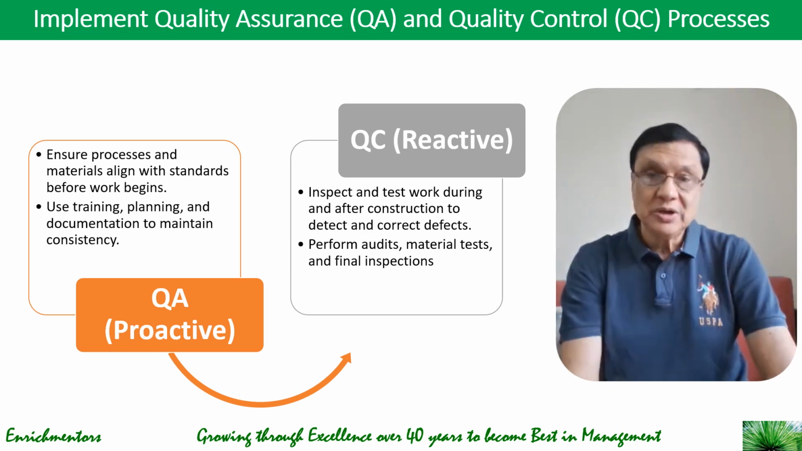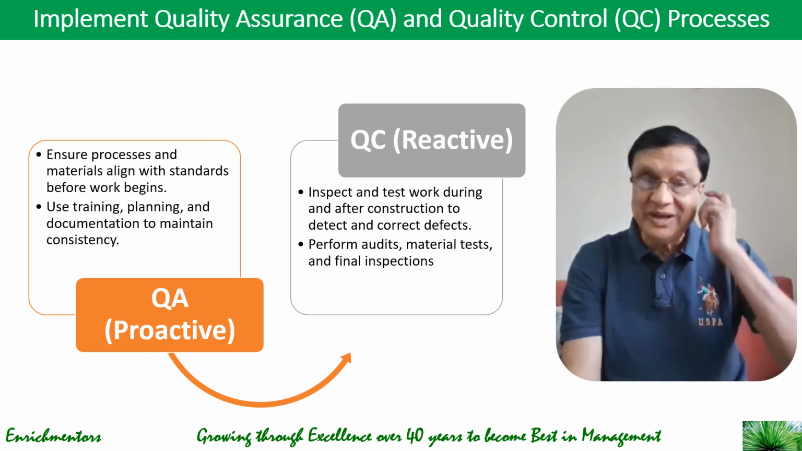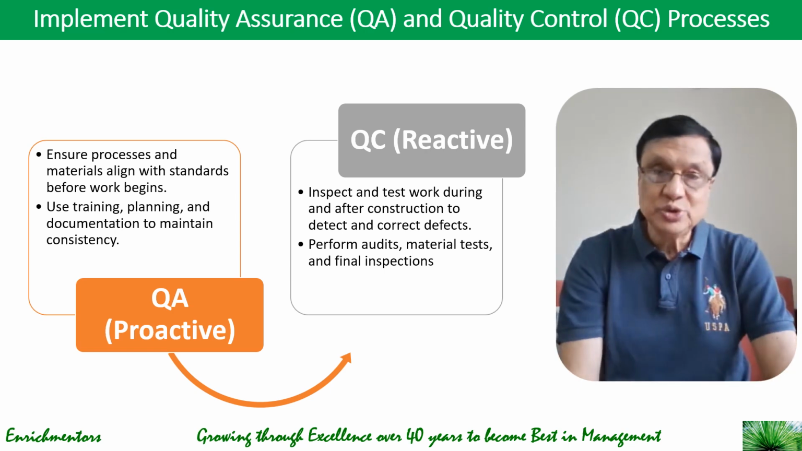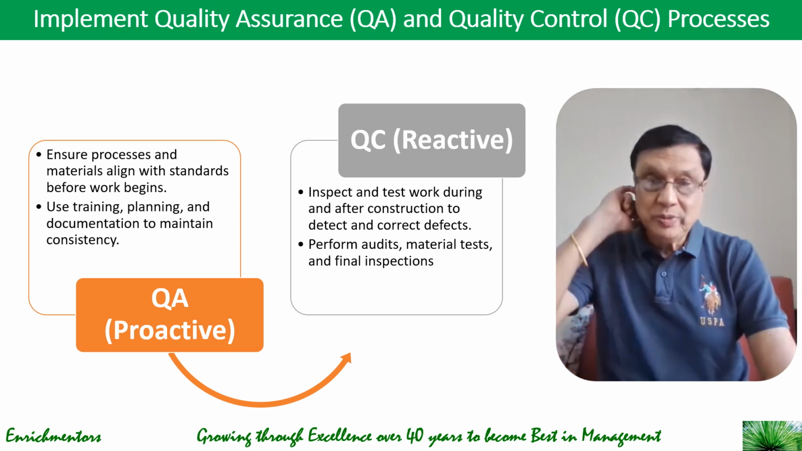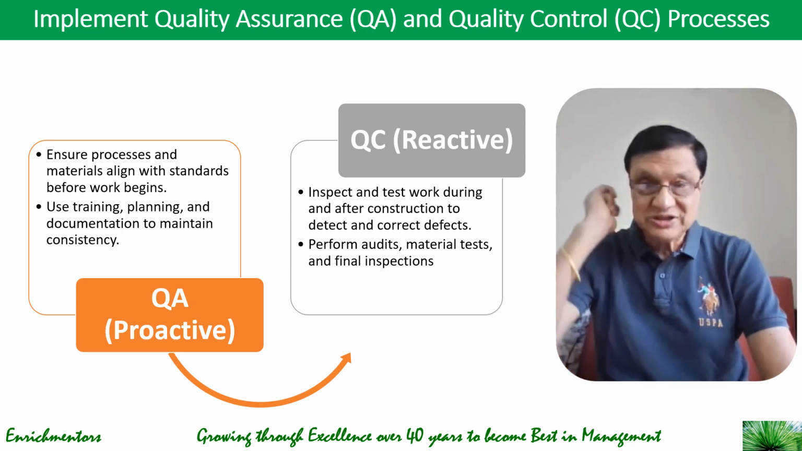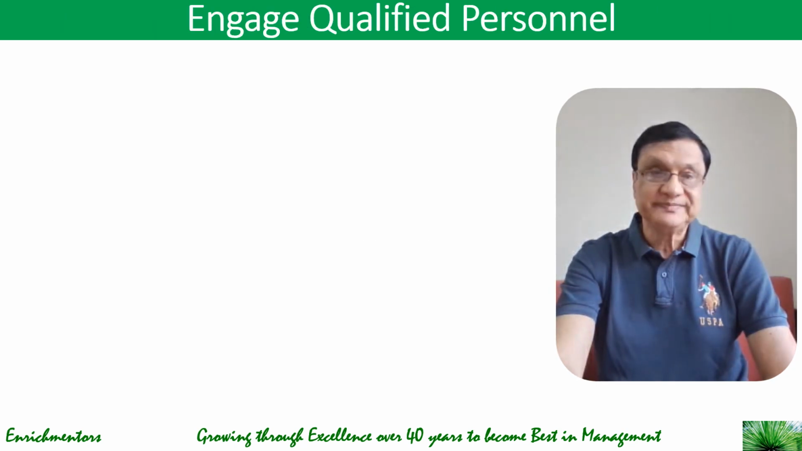So here you can see a major difference. QA is proactive, before the work begins, and it is preventive. It's kind of making sure things happen the right way the first time. Whereas with QC, you have done the work and then you check whether it has been the way you want it. And that you do by performing audits, material tests, and final inspection. So you implement the QA and QC processes.